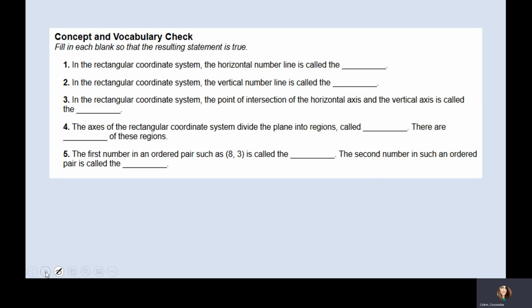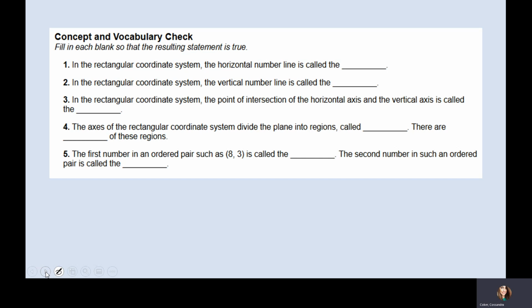All right, in this particular slide set, I just want to go over, make sure you understand basic vocabulary. In math, I think it's very important that you understand what the wording means. I always tell people that math is pretty much like a foreign language sometimes. It can be. And number 1, in the rectangular coordinate system, the horizontal line is called the x-axis. And of course, in the rectangular coordinate system, we call the vertical number line the y-axis.